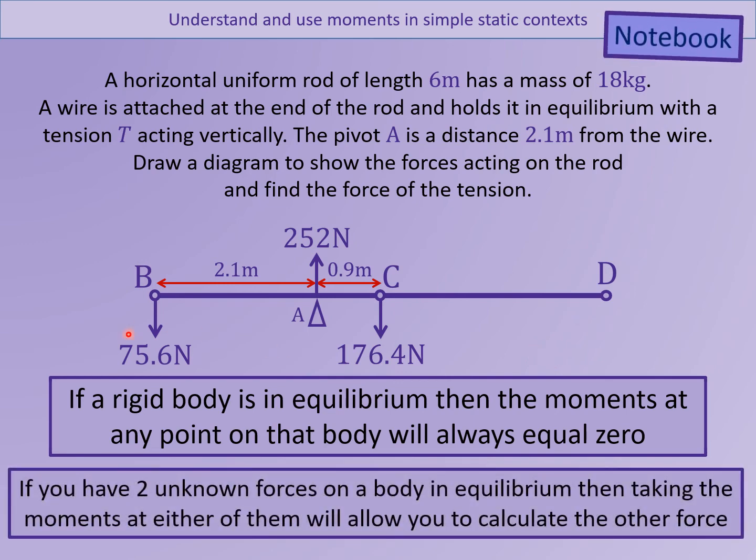Imagine I didn't know these two results. I didn't know that one and I didn't know that one. I call that X and I call that Y. I can choose where to take the moment from. Now, if I decided to do it there, I could ignore this unknown X value. So by taking it there, I can ignore the X, and therefore I could work out what Y equals.